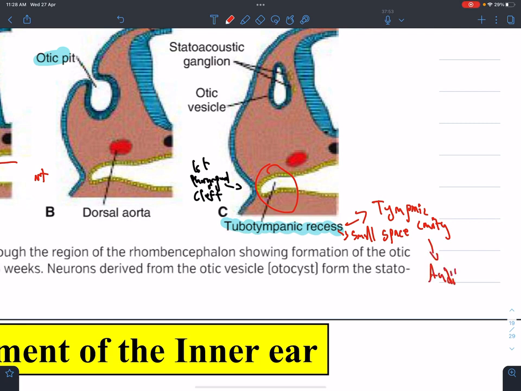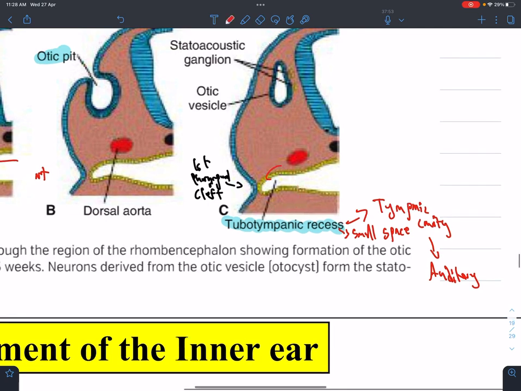Where did this auditory tube develop from? Didn't I say the distal part of the first pharyngeal pouch was going to give you the tubo-tympanic recess, which becomes the tympanic cavity? This is the distal part. The proximal part is going to remain narrow, my bad, it's going to remain narrow to give you the auditory tube. So the distal part gives you the tubo-tympanic recess, which will become the tympanic cavity, and the proximal part will give you the auditory tube.